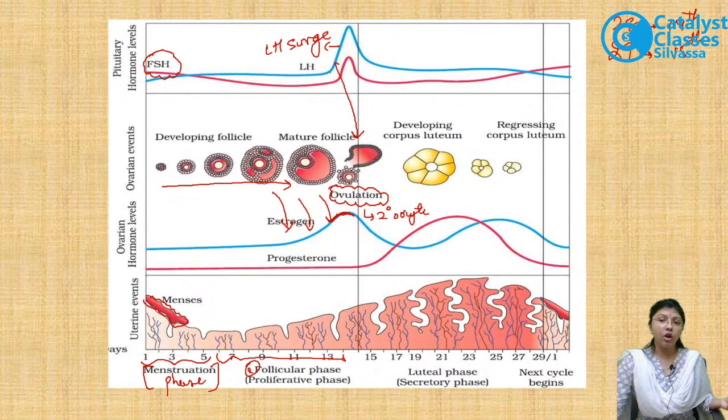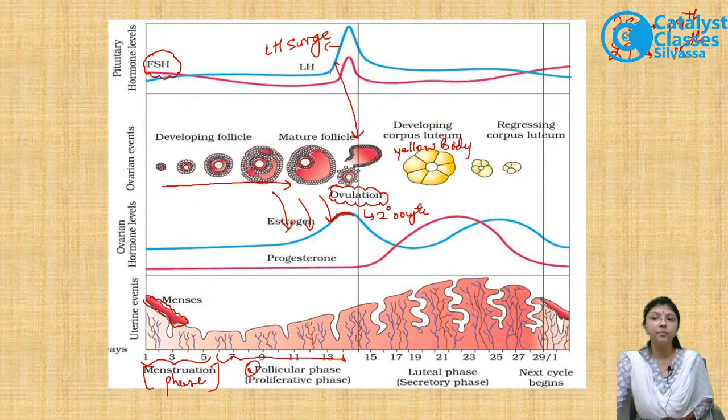The follicular and the granulosa cells are remaining in the ovary, right? So those remaining cells are going to form a yellow body which is called the corpus luteum. This phase is said to be the luteal phase or the secretory phase. This corpus luteum formed in the ovary from the leftover follicular and granulosa cells is going to release the second steroidal hormone of the female, that is progesterone.